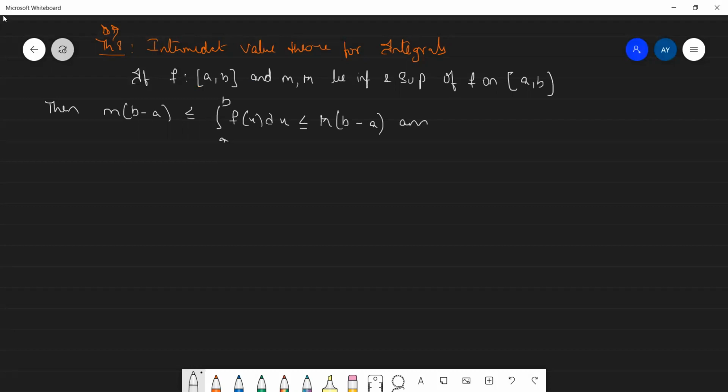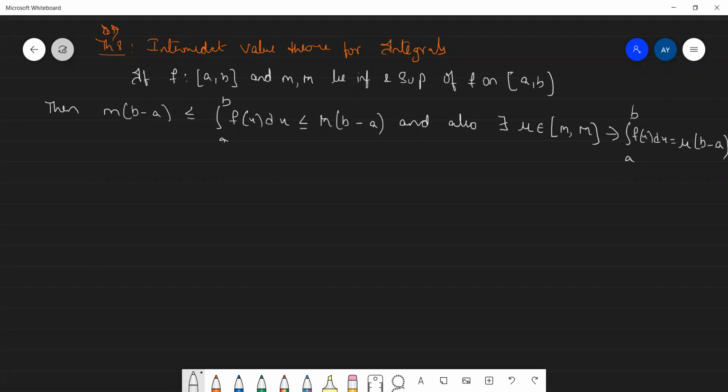And also there exists a mu which belongs to [m, M], that is, the closed interval of infimum and supremum, such that the integral from a to b of f(x) dx is equal to mu times (b minus a). What is b minus a? The length of the interval.